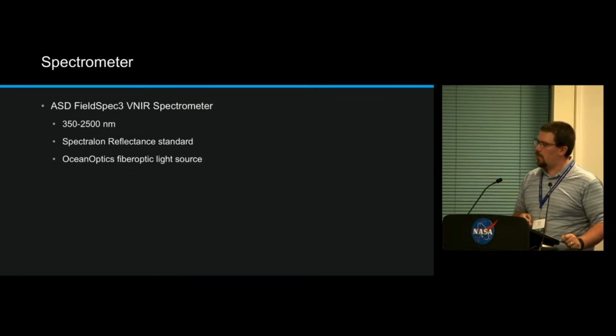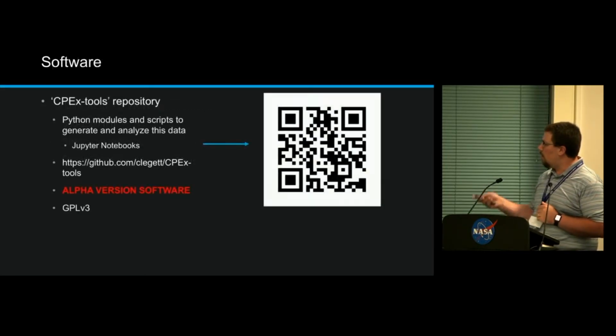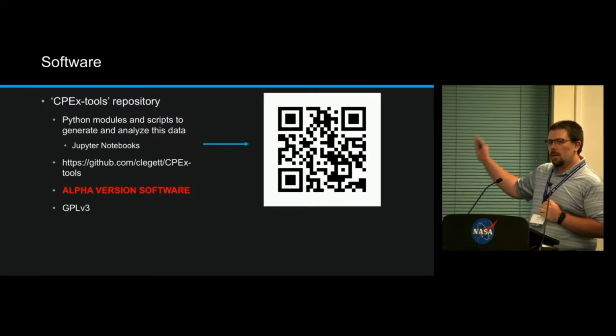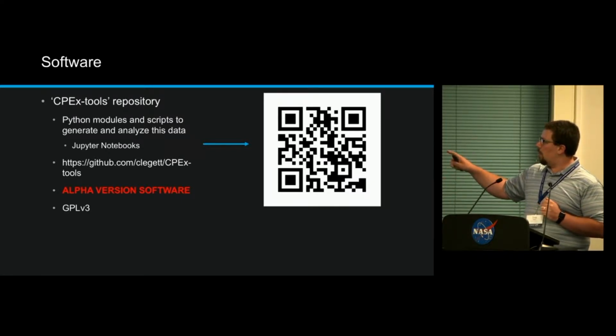We ran the fiber from our Field Spec 3 spectrometer through a port into the chamber, put the light source in the chamber, and collected all of the measurements internally, referenced to Spectralon. And anything that I show that was generated with software, you can get a copy of that script or Jupyter Notebook or whatever it is on GitHub.